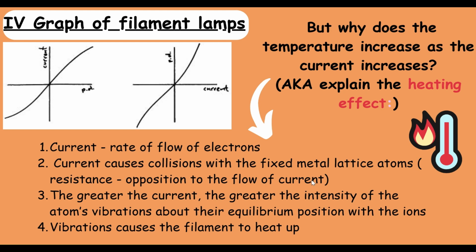Now, the current causes collisions with the fixed metal lattice atoms, because the electrons aren't just flowing through an empty wire, they are colliding with the positive metal ions as they're trying to get towards a positive terminal. And therefore, this is resistance. It's opposition to the flow of current. The more collisions that it experiences, then the slower the current will be.